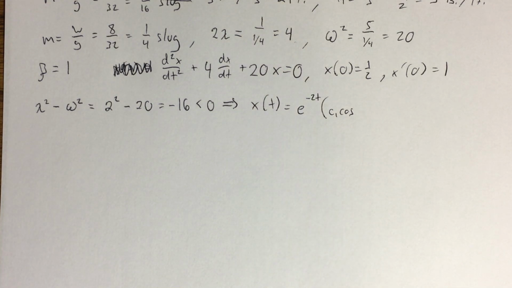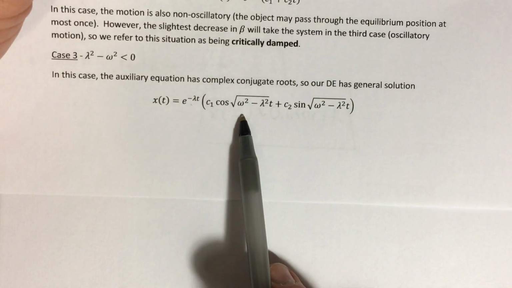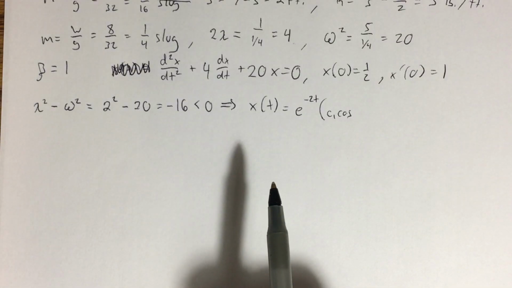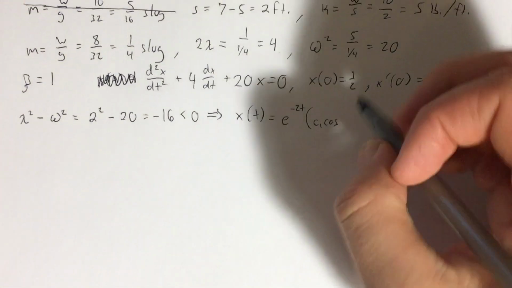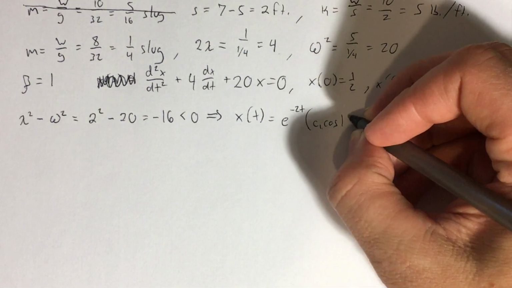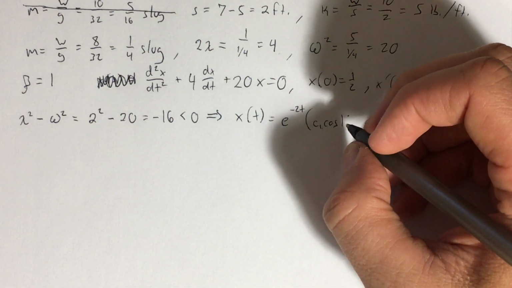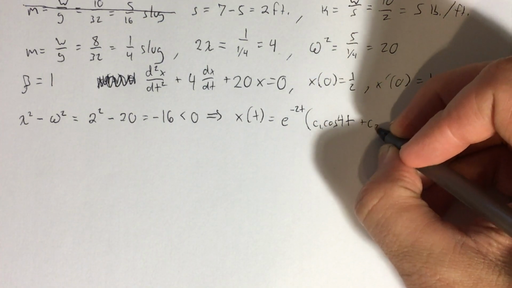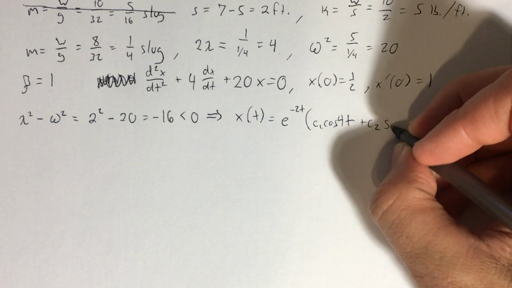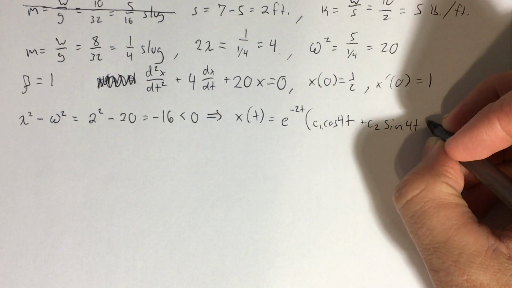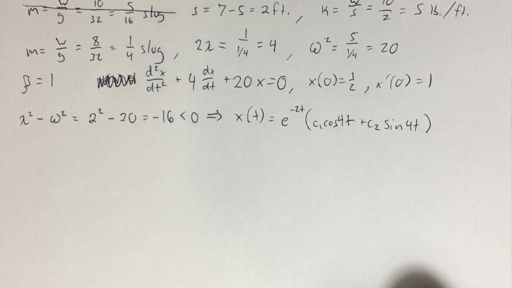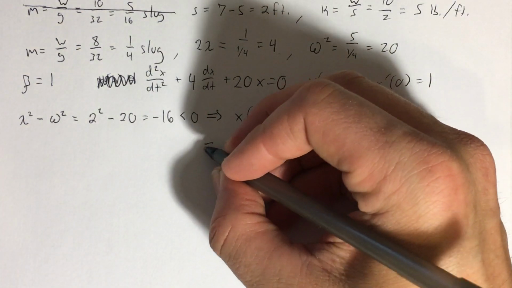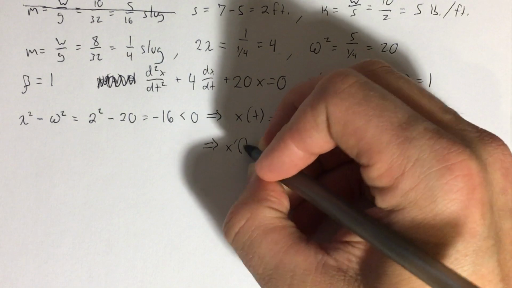Looking at my cases here. Case 3. Okay, look at the argument. It's the square root of omega squared minus lambda squared. So that'd be 20 minus 4, which is 16. C1 cosine of, and we went with the square root of that, so that would actually be 4t, plus C2 sine of 4t. Good. And now, in order to use my initial conditions, I need to know the derivative of that as well. x prime of t.